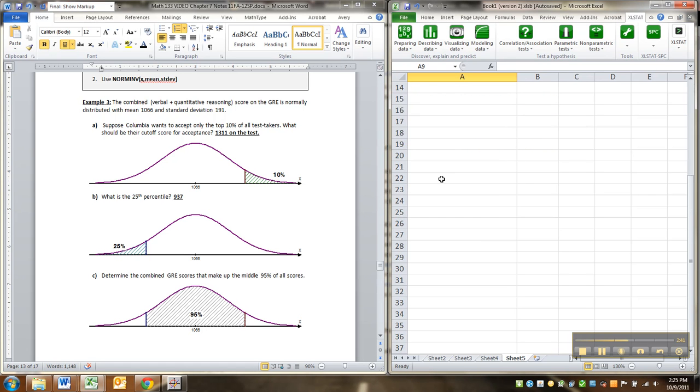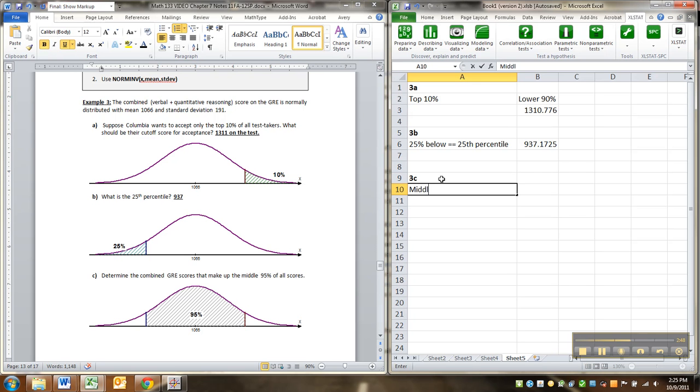All right, what about 3C? Now we're going to get tricky. Now 3C is actually really important for chapter 9, so keep it in mind. So we have a middle area, and let me just put it this way. It's 95%, aka 0.95. Okay, so what's in the two tails? That would be 1 minus that value, right? So you have 5% in the two tails put together.